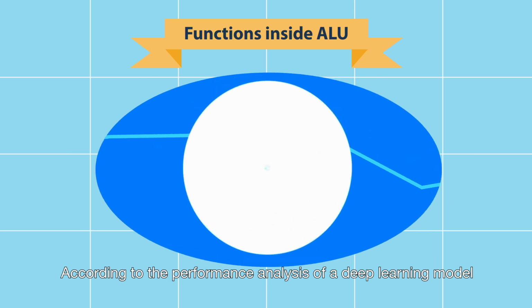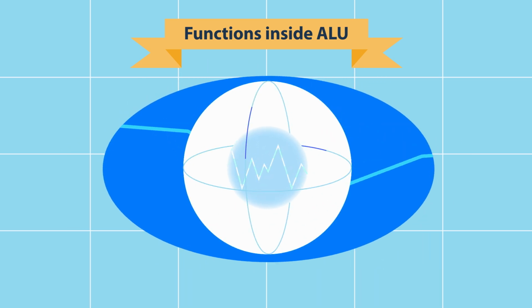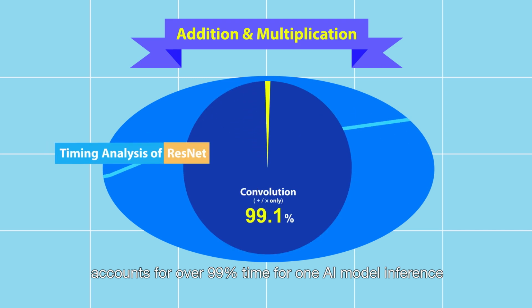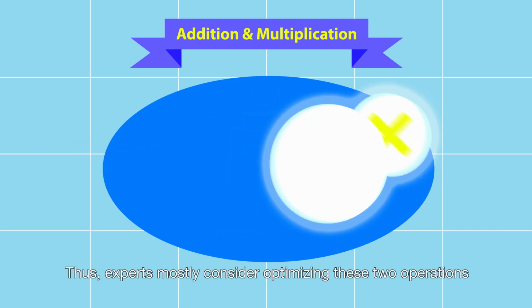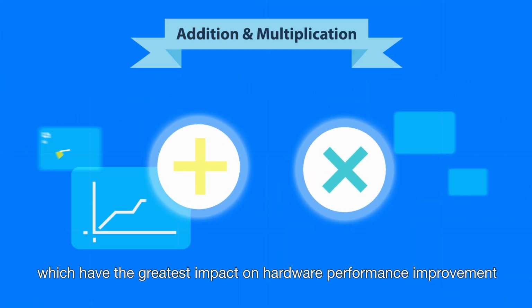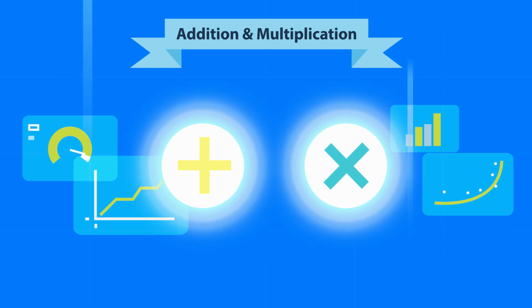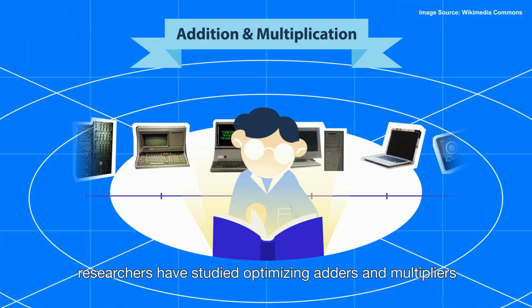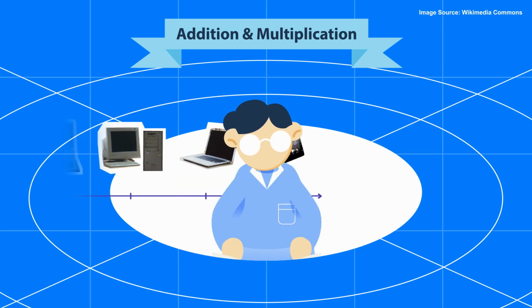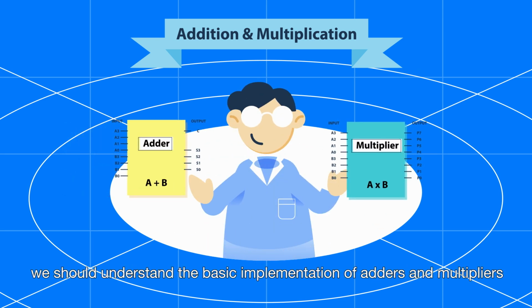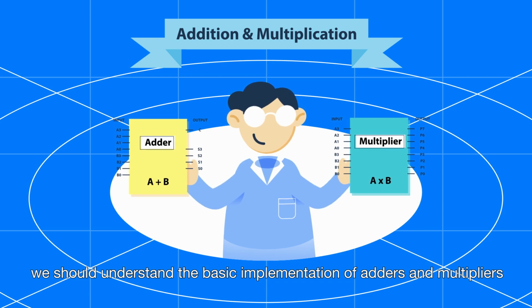According to the performance analysis of a deep learning model, addition and multiplication account for over 99% of the time for one AI model inference. Thus, experts mostly consider optimizing these 2 operations, which have the greatest impact on hardware performance improvement. Therefore, researchers have studied optimizing adders and multipliers since the birth of computers. Before introducing the optimization method, we should understand the basic implementation of adders and multipliers.